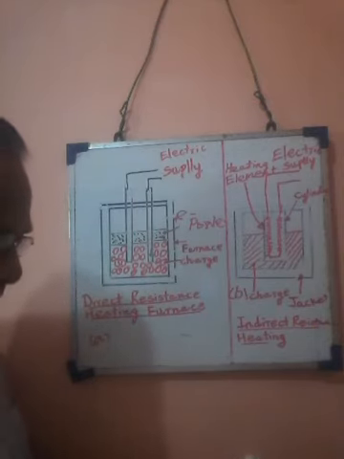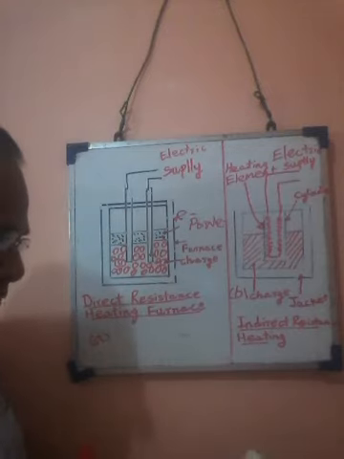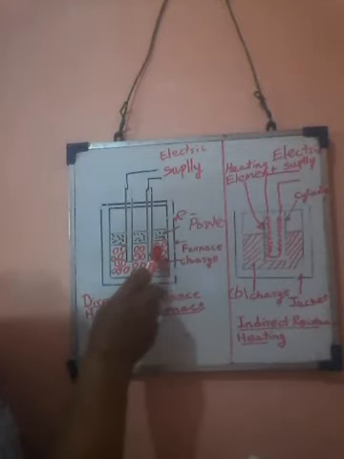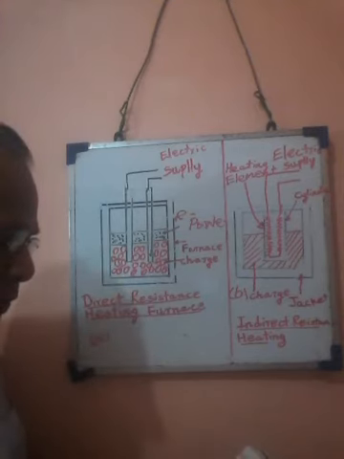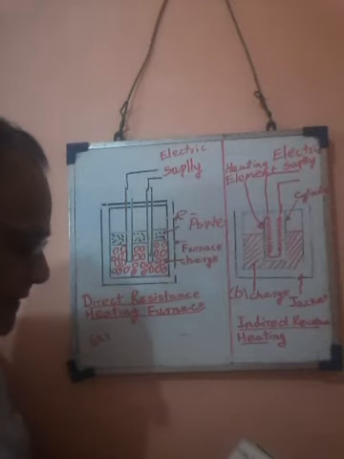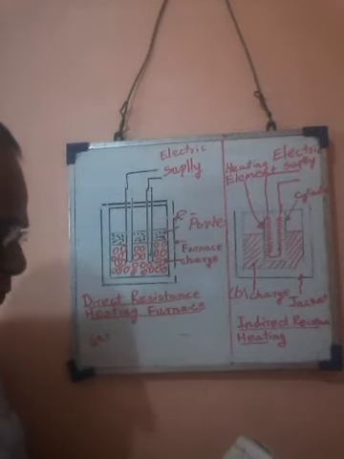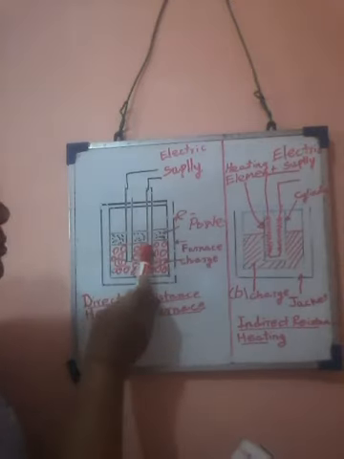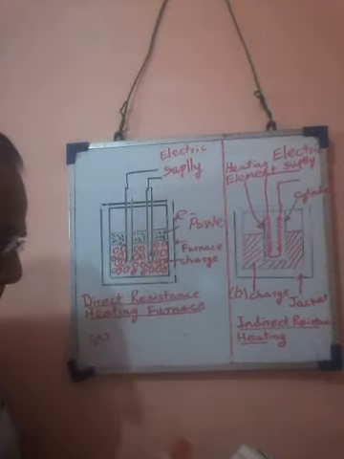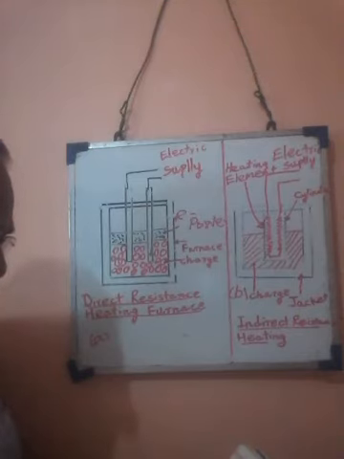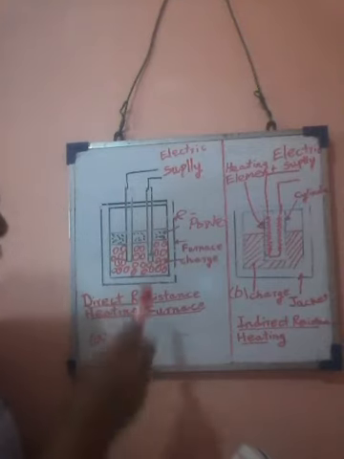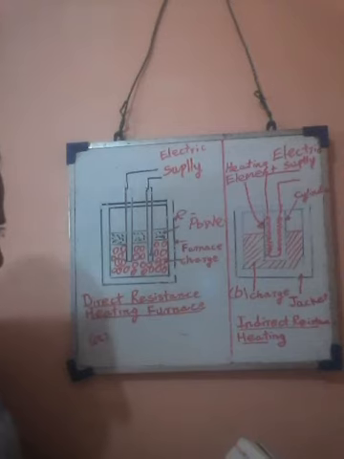In this method, the material or charge is treated as a resistance and current passes through it. When the current passes through it, it is the resistance powder. The charge may be powder, small solid pieces, or liquid.